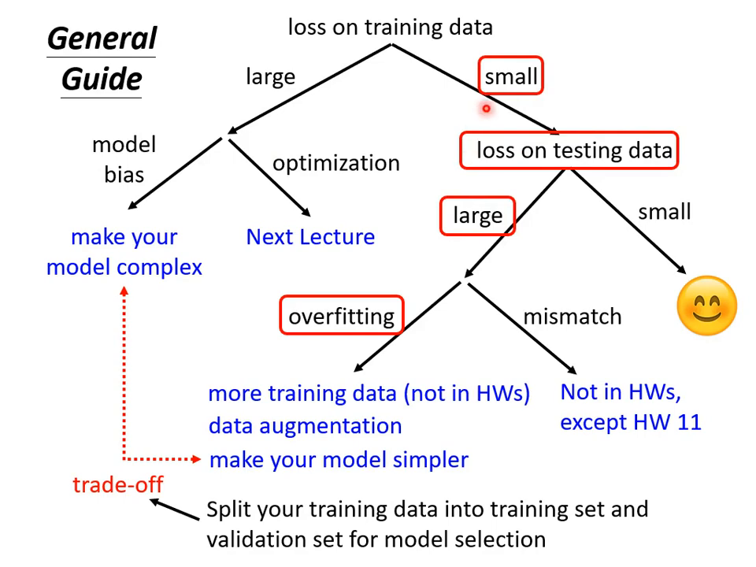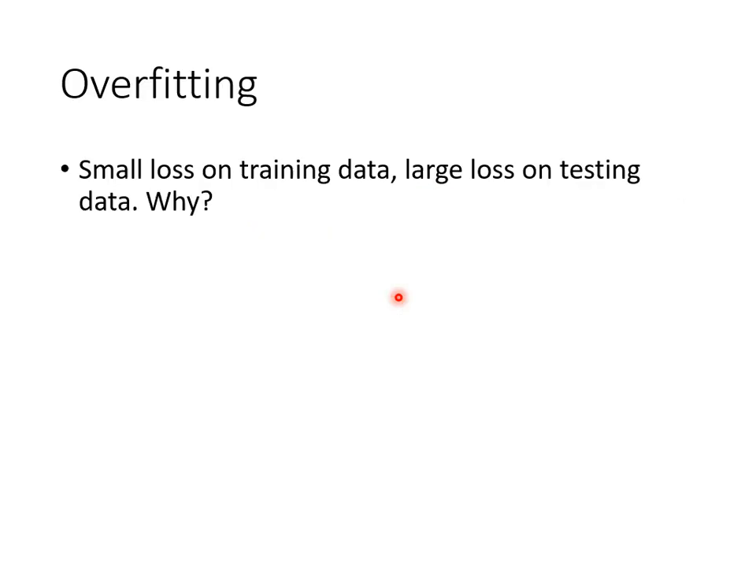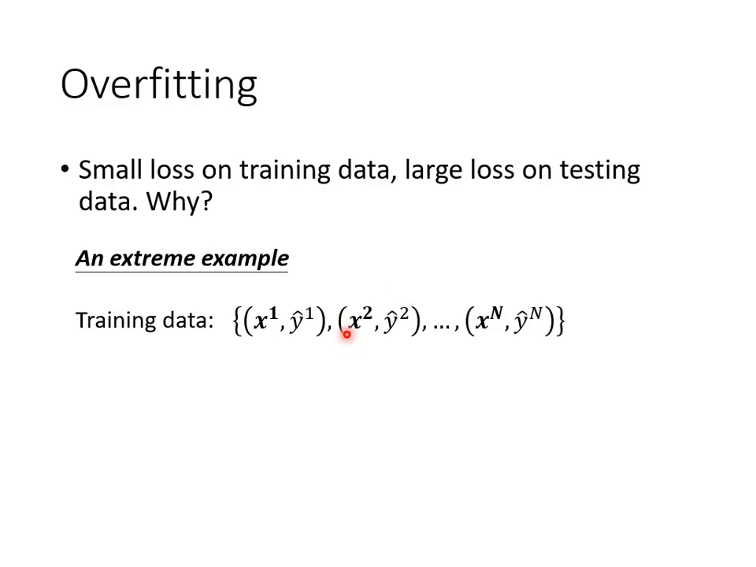Okay, if the training loss is low and the testing loss is high, it could be overfitting. Why does overfitting happen? Why is it possible that the training loss is low, while the testing loss is high? Here is an extreme example to tell you why this happened. This is our training data. Assuming that based on these training data, a certain crappy machine learning method found a function that was less than useless.